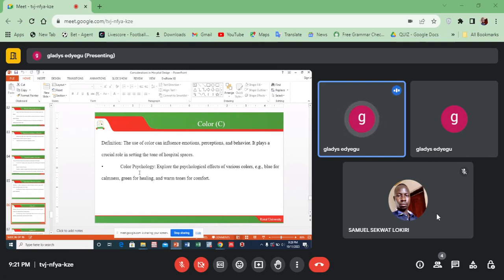So the colors that we use in our wards, maybe painting the hospital, and that is all aesthetics, we actually have to put into consideration of the services that we offer. So it plays a crucial role in setting the tone of the hospital space. So when you're designing your hospital, you've already got a space maybe for medical services, and I can give an example of pediatrics.